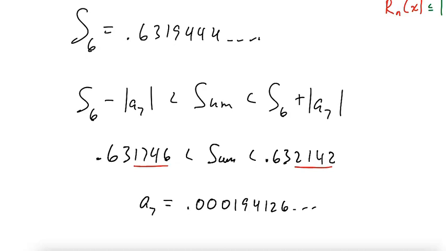So my error is no more off than this term. My sum has to be somewhere between the approximation of the first 6 minus and the approximation of the first 6 plus that next term. Because that next term is the biggest magnitude, because then I'll take out some, add some, take out some, add some, take out some, add some.